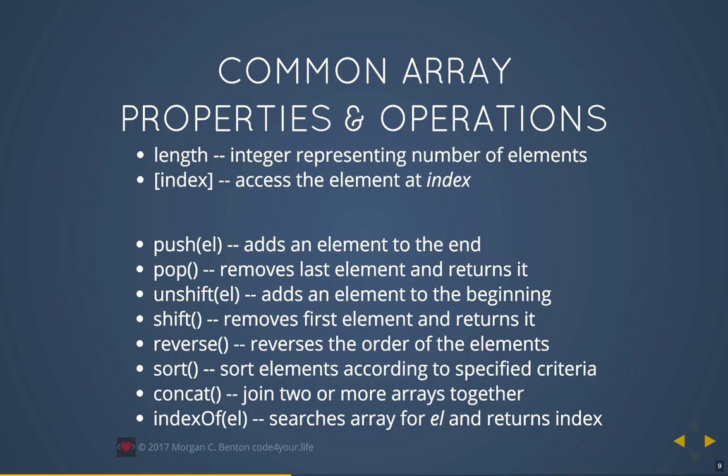Concat, which is short for concatenate, allows you to join two or more arrays together. And then you have indexOf, which allows you to find the index of a particular element in your array. So it searches through the array for the value that you submit, and it tells you what the index number is associated with that element.